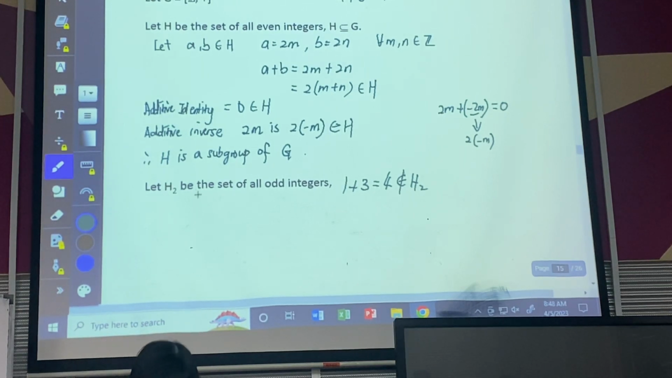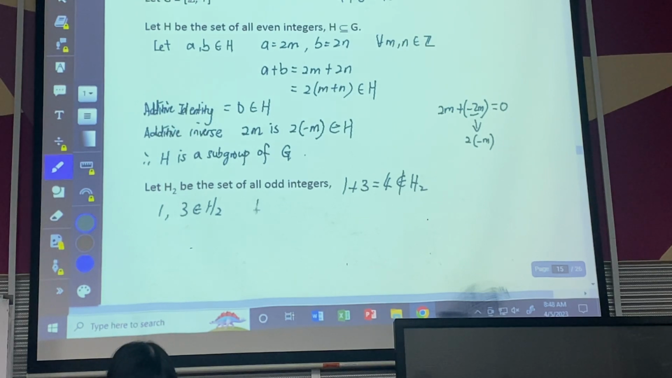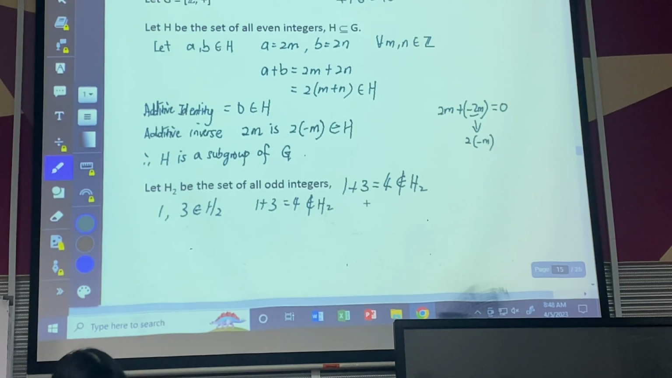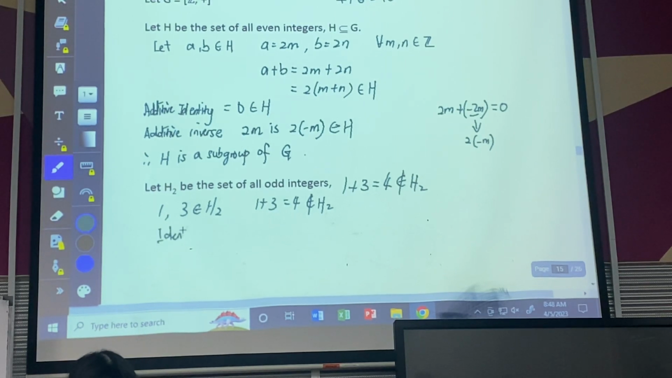Then you just show it like this. 1 and 3 belong to H2, which is the odd integers. So when I add up 1 plus 3, I get back 4, which does not belong to H2. Identity is 0, which does not belong to H2.